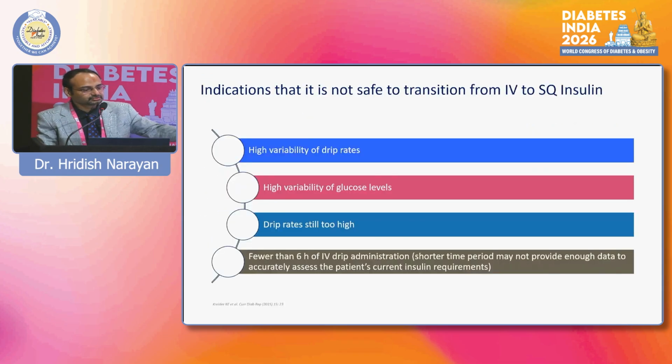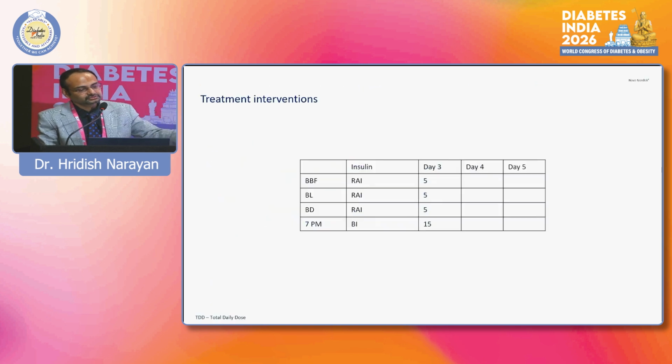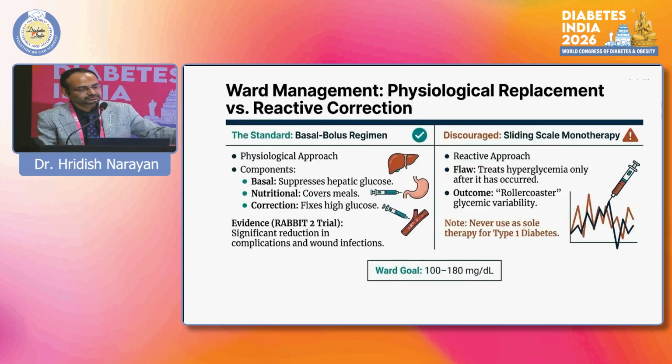So ultimately what you do, you just check whether the patient is having high drip rates, high glucose levels. All these things will deter you from switching over. But if those things allow you and the oral nutrition is ensured, you can go for switching over. And this is how you do 50-50. You just divide the doses, and I progress throughout the day.